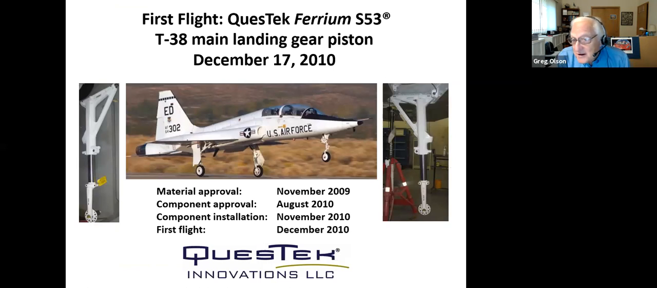A historic milestone in the development of this technology that just predates the MGI initiative was the first flight of aircraft landing gear of Questek's Ferrium S53 stainless landing gear steel. It was the first stainless steel to meet the mechanical performance requirements of landing gear, allowing the elimination of toxic cadmium plating. But much more significantly, it was the first fully computationally designed and qualified material to make it all the way to flight.